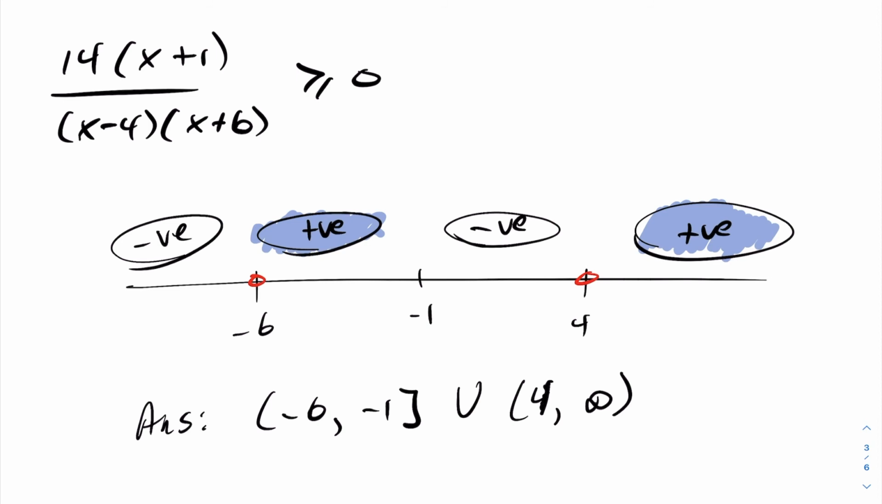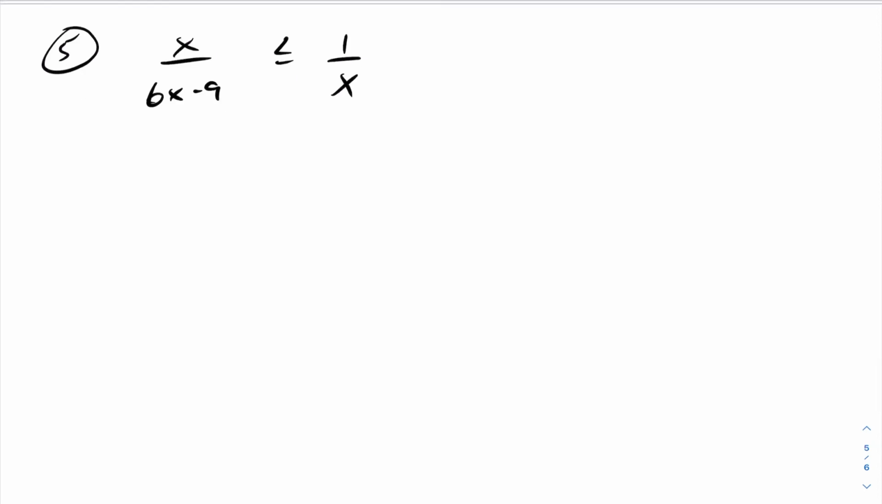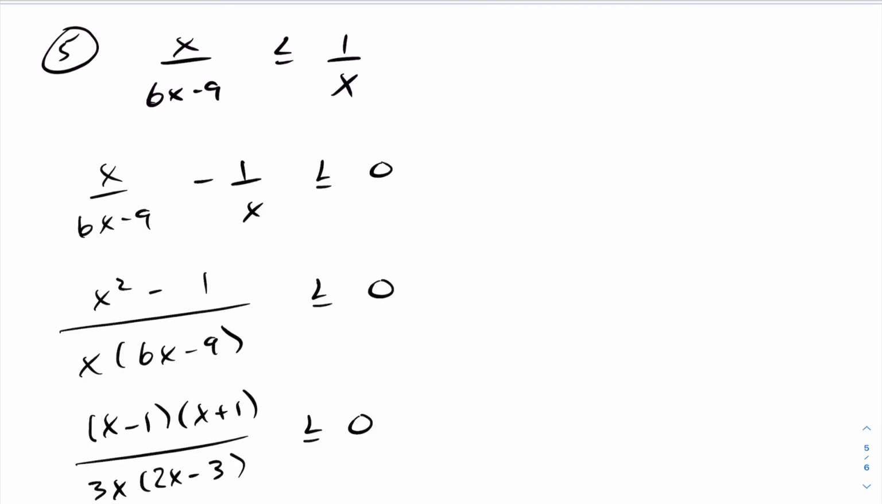Let's take a look at another example. In our last example here, same idea. We're going to bring everything to one side and get a common denominator. Let's go ahead and do that. So bringing everything to one side here, we go ahead and get a common denominator. As you can see here, I go ahead and factor the top. We do difference of squares. I also factor 3 out of 6x minus 9, and now we have a fully factored rational function. And I want to know when is this less than or equal to 0.